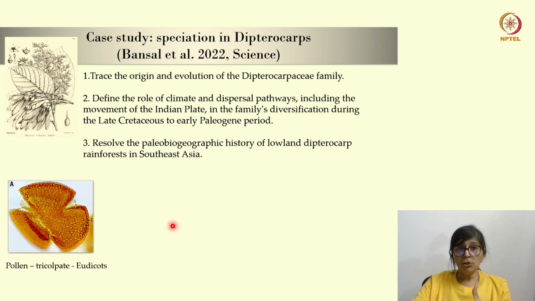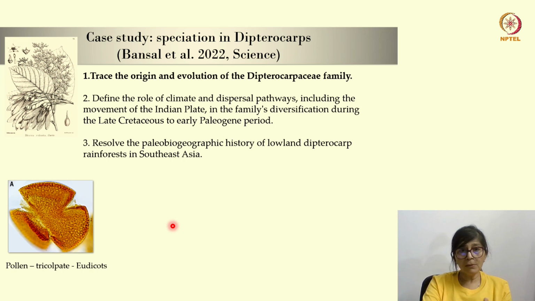Okay, so as you know, when a scientist or researcher does this research, they have these two or three aims which they want to address by constructing this phylogenetic tree. However, for the scope of this lecture, we are just going to concentrate on the first aim, which is to trace the origin and evolution of Dipterocarpaceae. So now let's see how they achieved this objective.